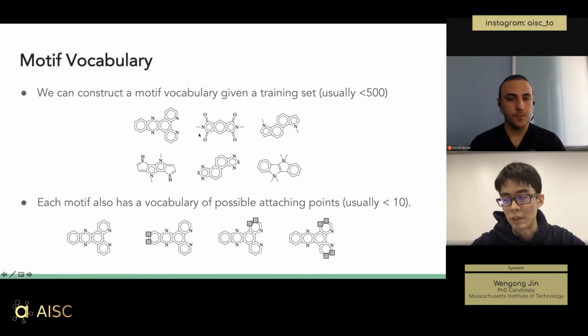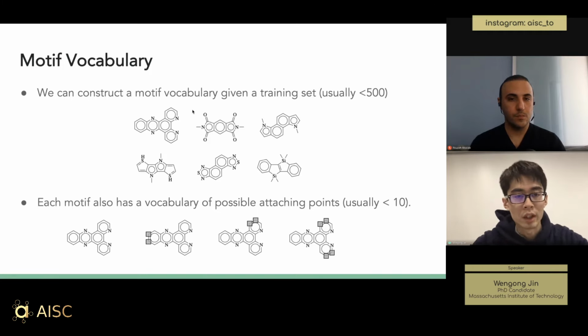Just to be more clear, after the motif extraction step, we will end up constructing a motif vocabulary that's constructed from the training set. The vocabulary size is usually small. Of course, it depends on the data set. But in our case, we found this to be usually lower than 500. So this is an illustration of the vocabulary of motifs.